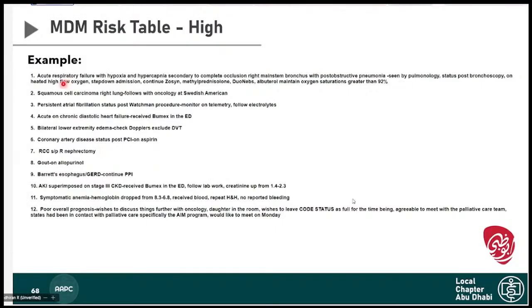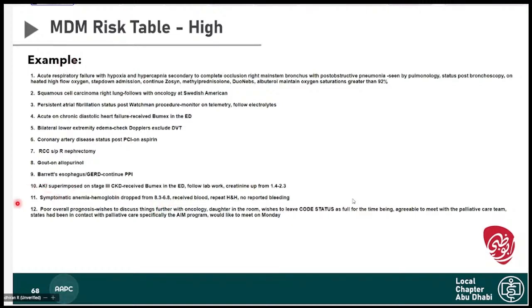In that example, the patient has acute respiratory failure with hypoxia, hypercapnia, secondary to complete occlusion of the right main bronchus, with post-obstructive pneumonia, and squamous cell carcinoma in the lung. The patient additionally has persistent atrial fibrillation, acute on chronic diastolic heart failure, bilateral lower extremity edema, CAD, renal cell carcinoma, gout, Barrett esophagus, and AKI, acute kidney injury, staged for CKD chronic 3, and symptomatic anemia, which dropped from 8.3 to 6.8. So all these conditions are definitely not manageable.